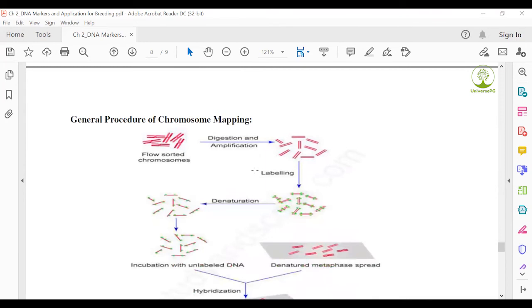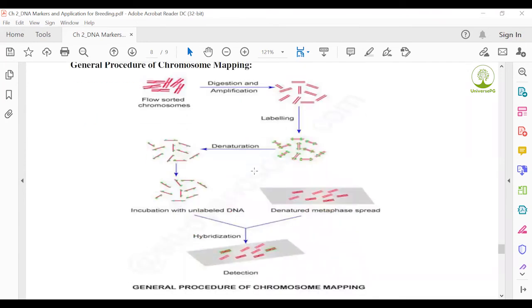You see the general procedure of chromosome mapping. How is chromosome mapping performed? First, we use flow sorted chromosomes, therefore digestion and amplification. We digest the chromosome from an individual strand and amplify it. First, we denature the chromosome strand from the centromere and separate the chromatid strands individually, therefore amplify.